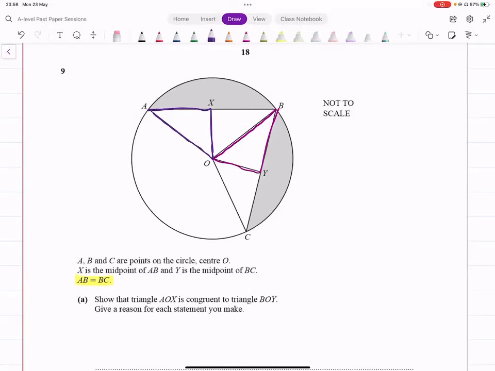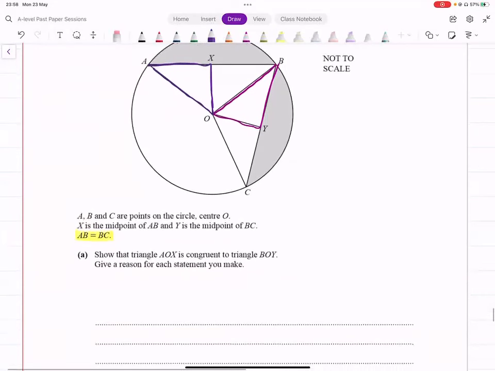Okay, so for congruency you have 3 different cases. In fact, there are 4 different possibilities that you can use. Let's see which one we can apply. Okay, let's think about it. First of all, you can notice OA and OB, they are both radii, so they should both be equal. Both are radius. So we can start from that.